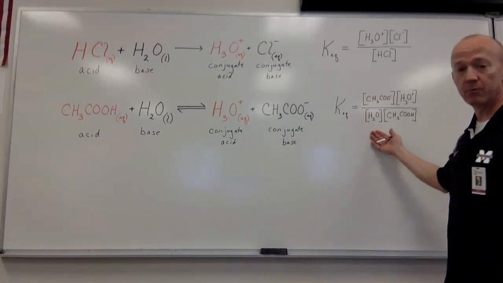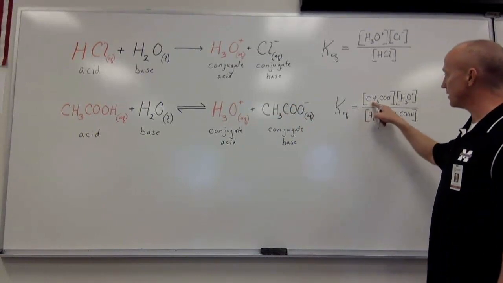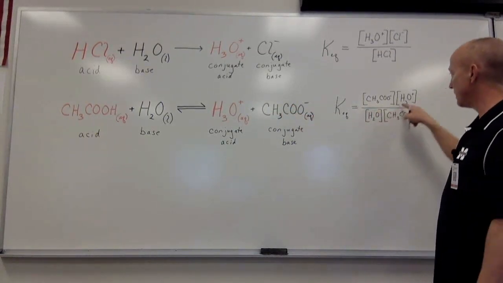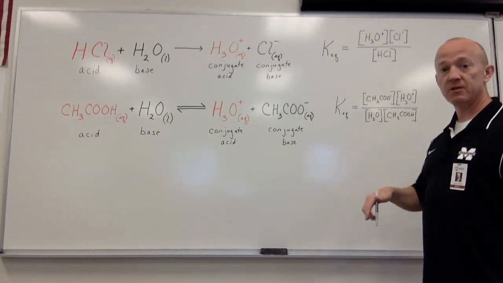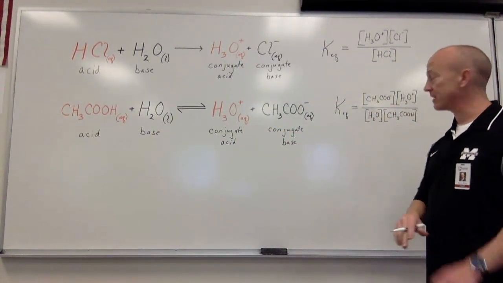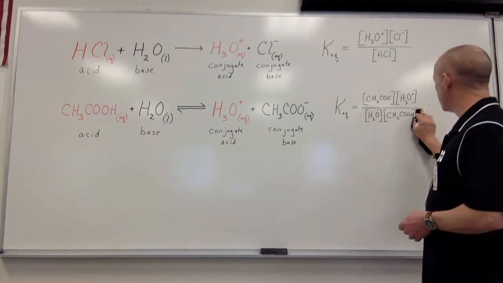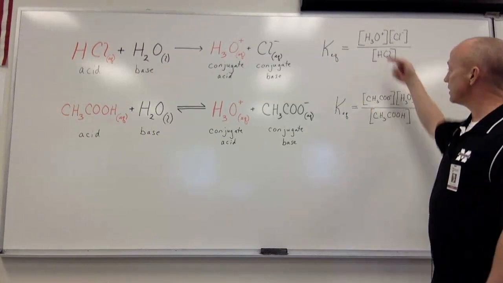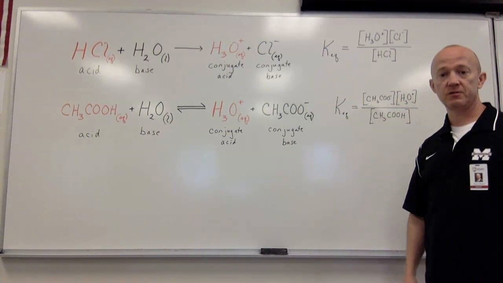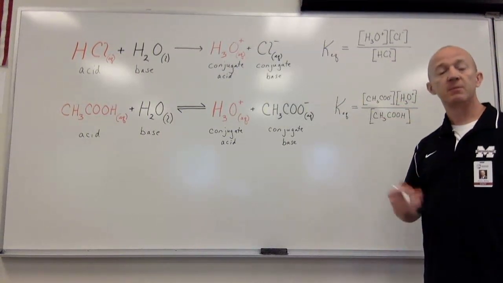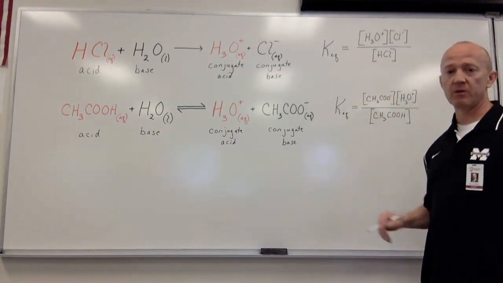The same can be said with our reaction with acetic acid. The Keq would be the acetate ion multiplied by the hydronium ion over the reactants, water, but again, we could take that out, multiplied by acetic acid. So these represent our equilibrium constant expressions for these reactions. Now, one more thing. Because this is an acid, we do a special little thing with these equilibrium constants.